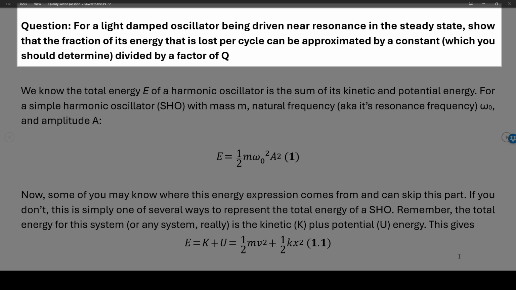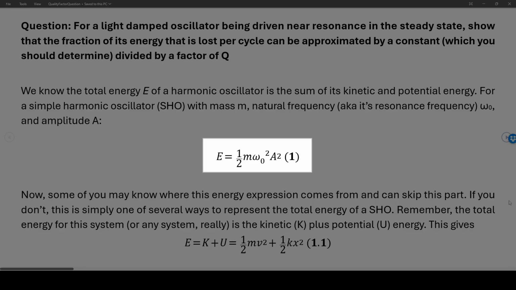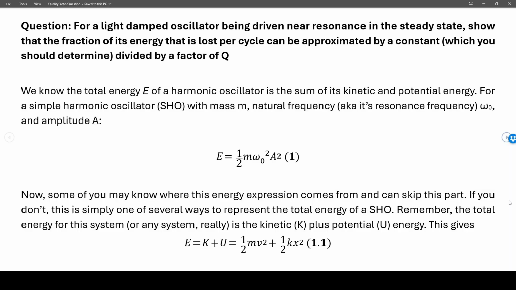Now, we know the total energy of a harmonic oscillator is the sum of its kinetic and potential energy. For a simple harmonic oscillator with mass m, natural frequency omega naught, and amplitude A, equation 1 is how its total energy can be represented. This is the sum of both its kinetic and potential. Now, if this doesn't make sense to you, let's go ahead and derive this real quick.